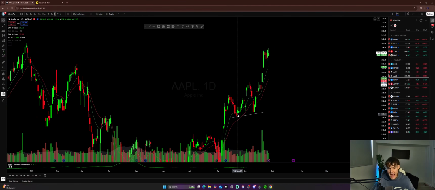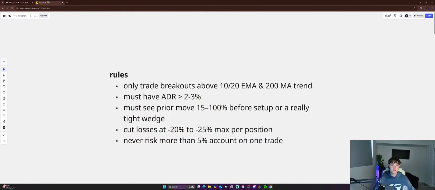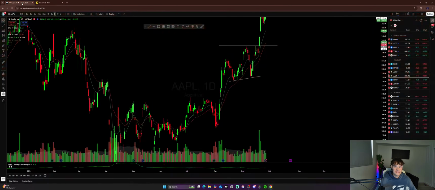So you can see Apple has a really nice base right here, right? Higher lows, lower highs, really nice base. Boom, right? Big breakout. You can see, but we made a prior move. So that's very important to understand. We saw a 20% prior move before that base. So that's how you know that the stock is actually gaining some momentum. Remember, we're trading momentum unless it is a really tight wedge.